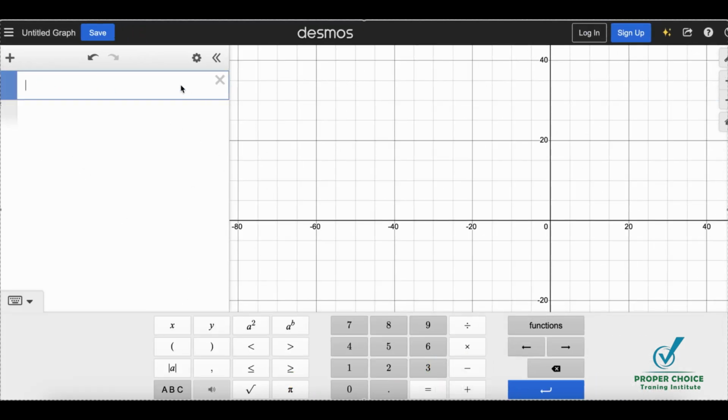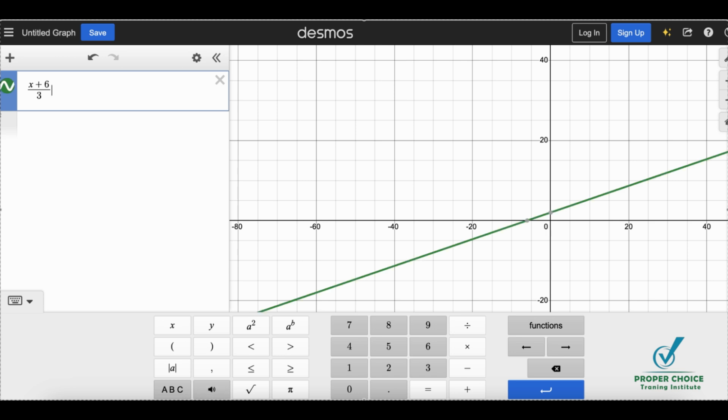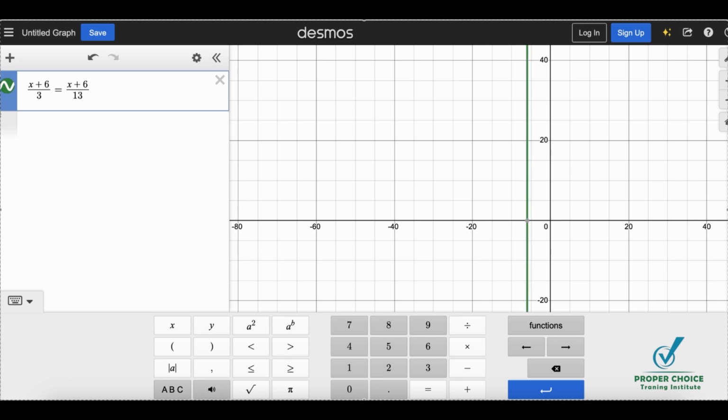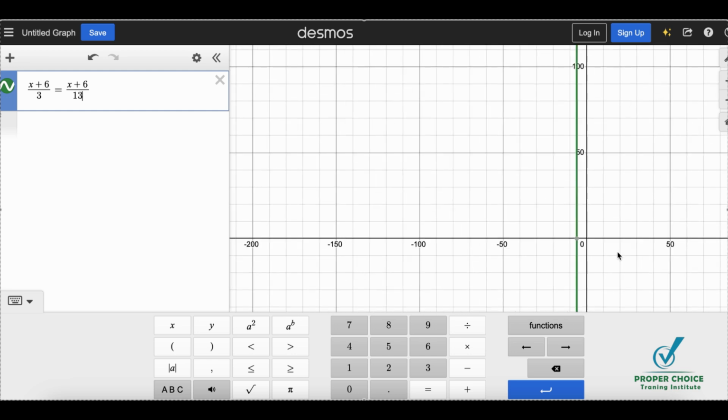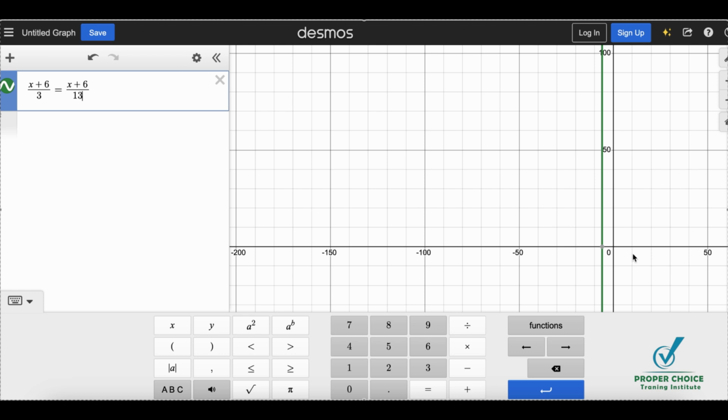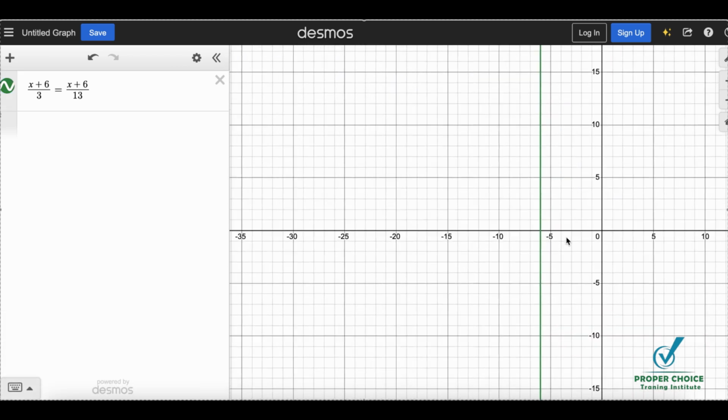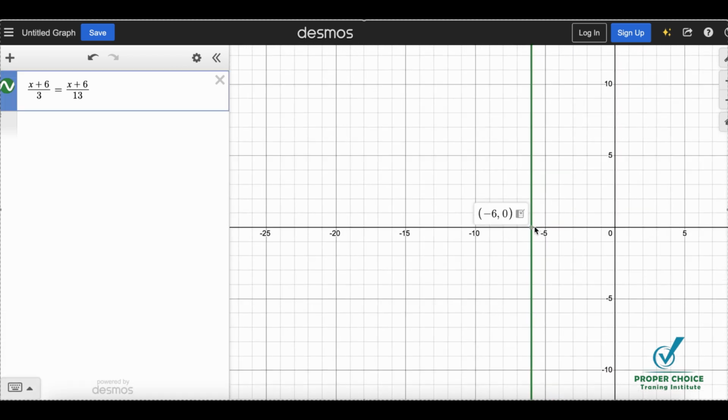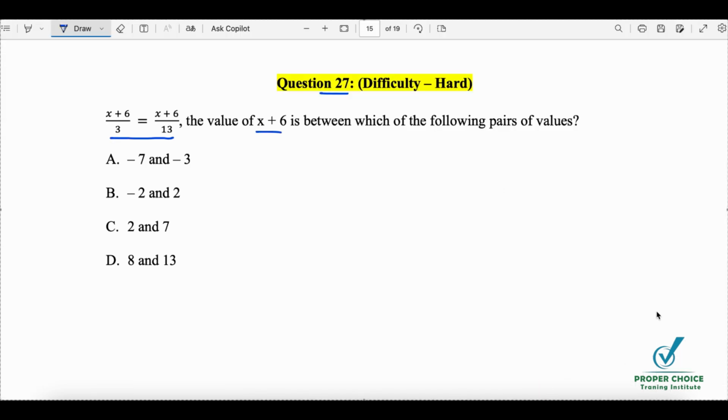So you can type it as x plus 6 divided by 3 is equal to, again division, x plus 6 divided by 13. So what is the value of x we are getting? We are getting negative 6. Is there any other value? No. I am getting a value of x as negative 6. Now for x equal to negative 6, this result is true.